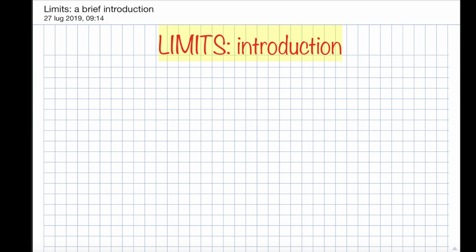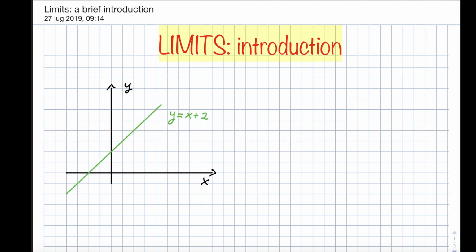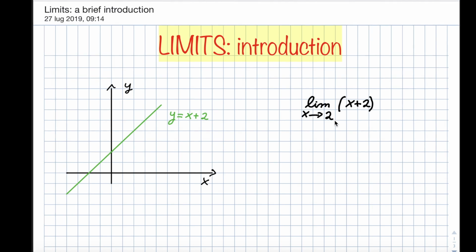Differently from university courses, we are not focusing on formal definitions, but we will try to understand how a limit works. Consider this simple example. We have the function y equals x plus 2. Its graph is the green line you see in this picture, and we want to compute the limit of x plus 2 when x approaches 2.